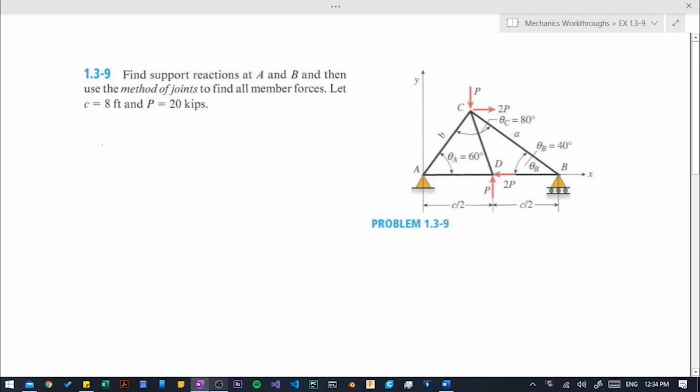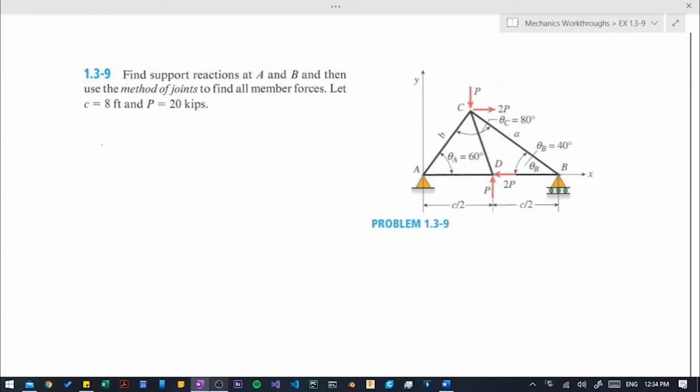This is example 1.3-9. Find support reactions at A and B, and then use the method of joints to find all member forces. Let C equal 8 feet and P equal 20 kips. And so remember, kips are thousands of pounds.